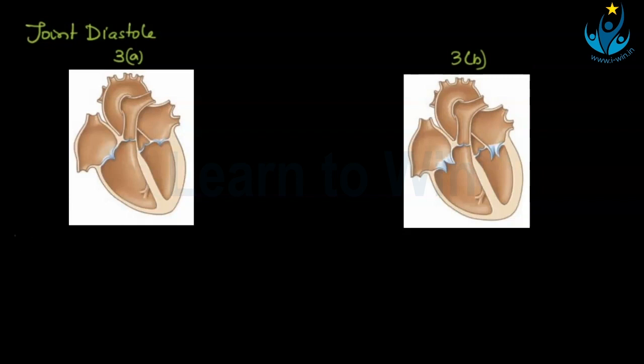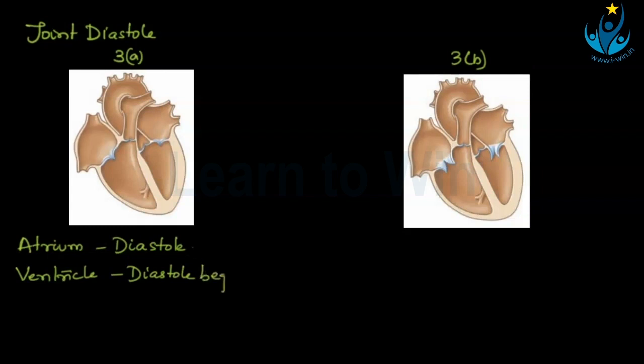Now, in 3A, the atria are already under diastole. That means they are already relaxed. Now, what happens after the ventricular ejection? The ventricle starts to relax. The ventricular diastole begins. It has not reached the maximum, but it will begin.